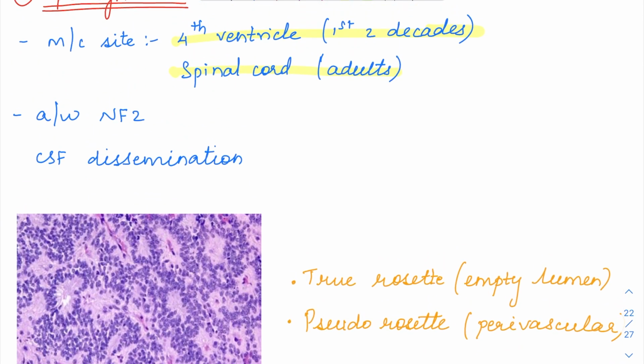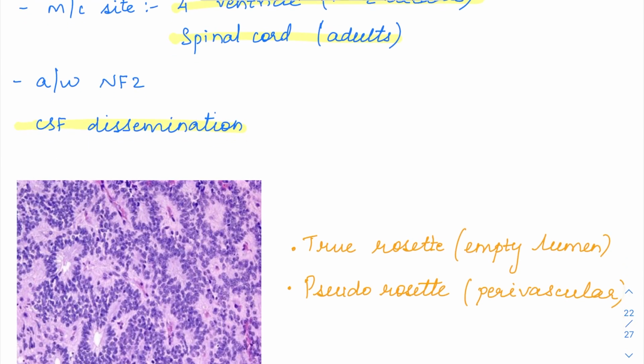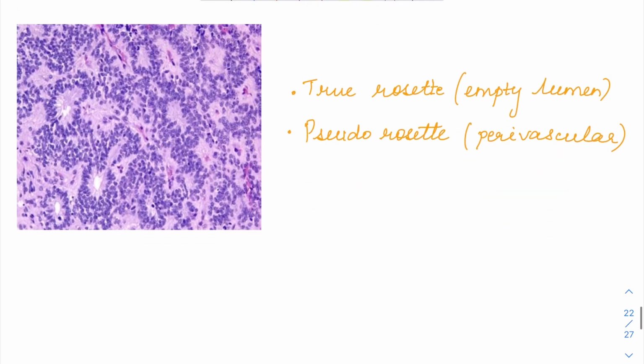Since it is lining the ventricles, from there itself the tumor can directly enter the CSF and dissemination can happen. So CSF dissemination can also be seen in ependymoma. Other than that, we saw medulloblastoma had drop metastasis into the CSF causing dissemination. So this is the classical image of an ependymoma.